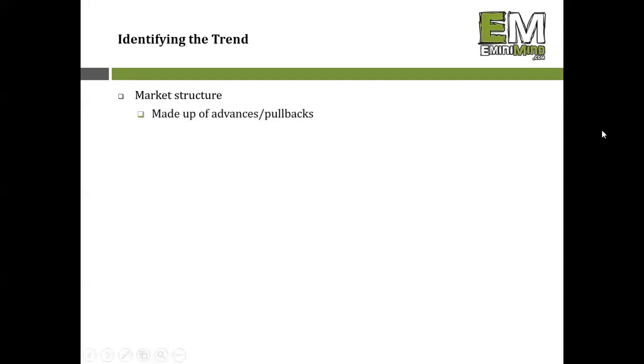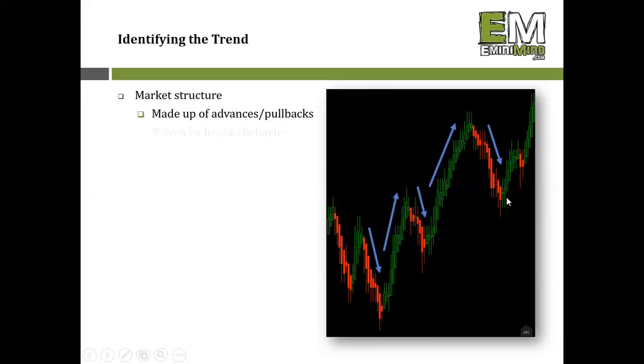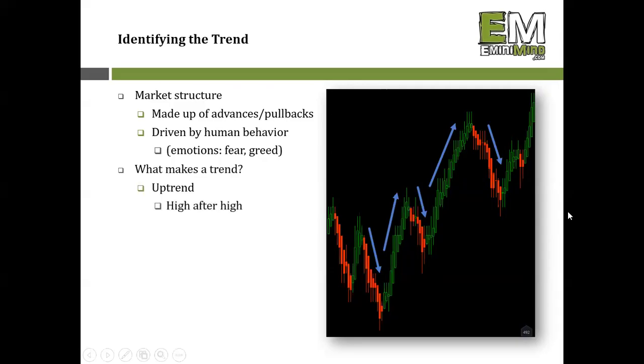So the basics, like if we were going to preseason football camp, the basics of American football are blocking and tackling for defense. And so we want to master the basics in such a way that we don't have to think about it. If we're looking at the basics of market structure, that's going to be made up of all the emotions that we all know of, fear and greed. And the basic market structure is based on higher highs and higher lows for an uptrend, and lower highs and lower lows for a downtrend.